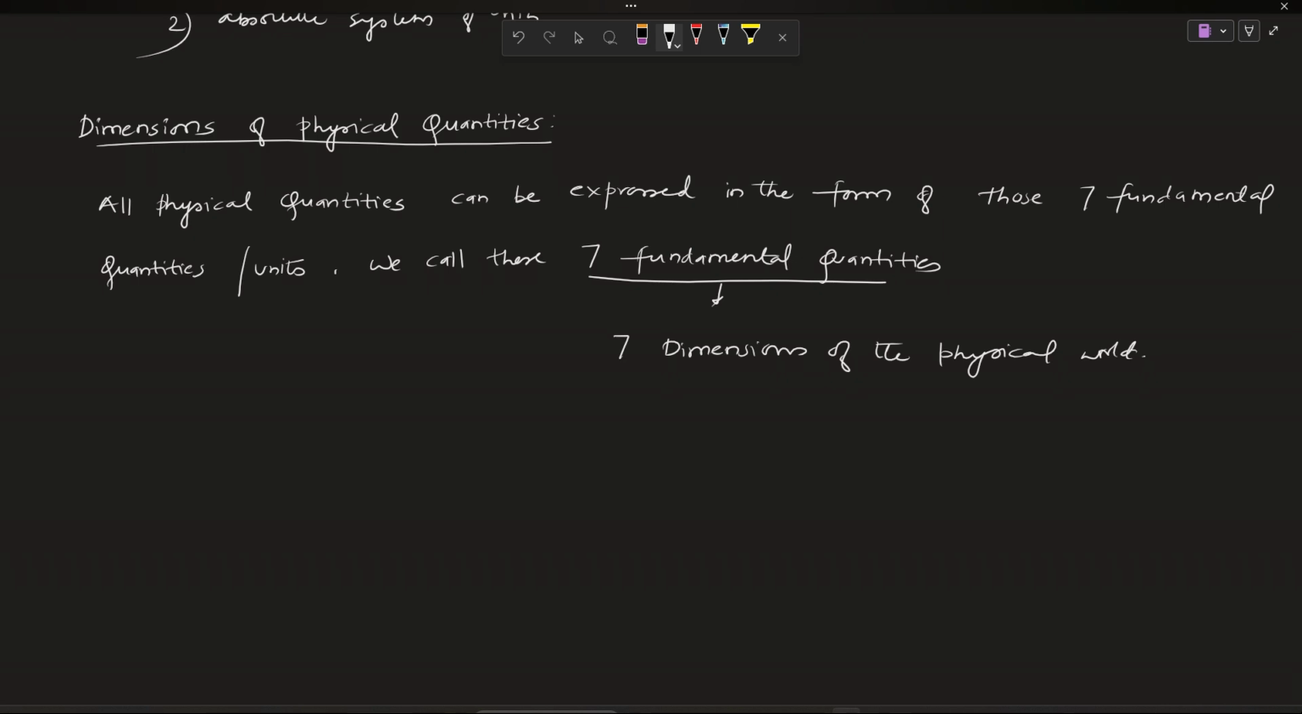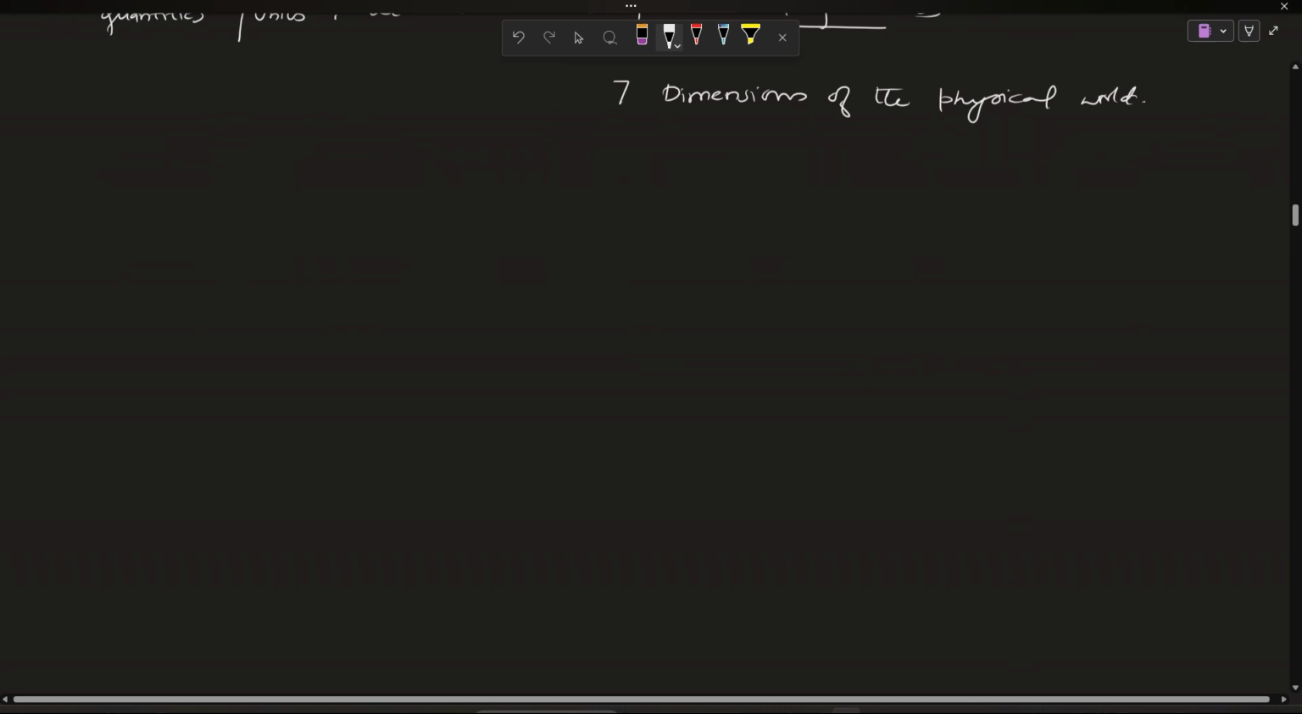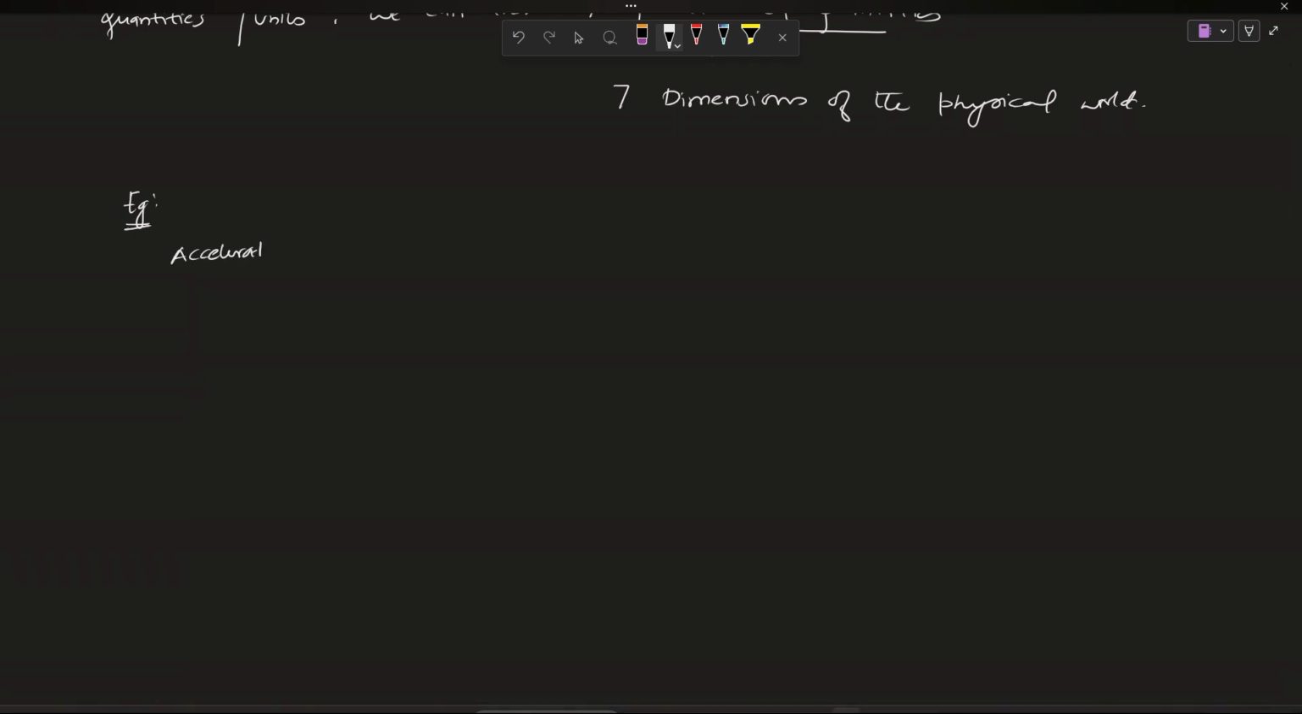Understood? Like, take the example of acceleration. Acceleration is nothing but velocity by time. Velocity is nothing but displacement by time, and time is already there, so it's time square. Displacement is nothing but a unit of length, and time square.